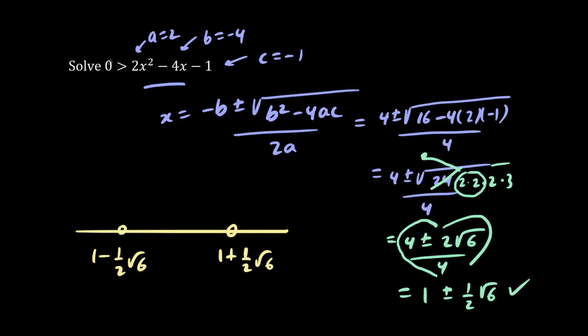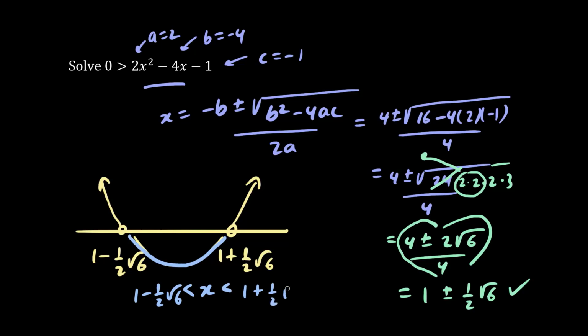And the parabola is less than 0. This happy face parabola, we're interested in the domain in which it is less than 0. So we have this solution region between these two critical points. Thus we say that x is between 1 minus 1/2 root 6 and 1 plus 1/2 root 6.